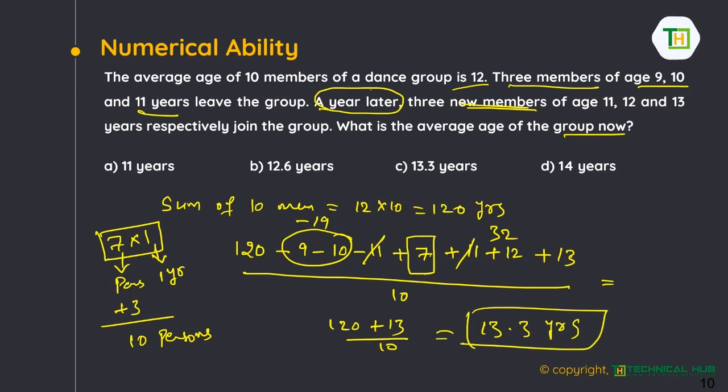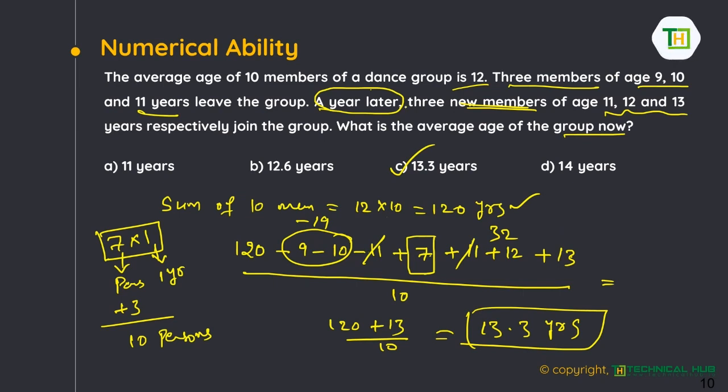13.3 years. That is the average age of the group at present after adding the new 3 members. Option C is the right answer. Initially, the average age of 10 members is given, so you will get the sum of those 10 members. Now, 3 members left the group, so you need to subtract their ages 9, 10, 11.